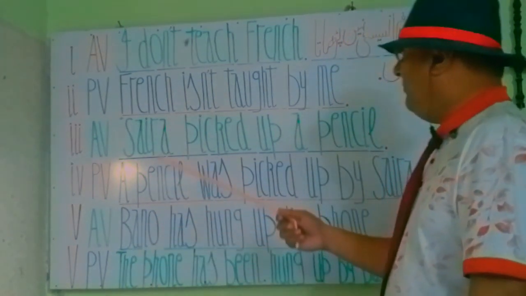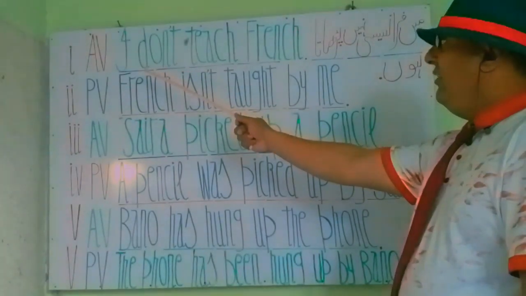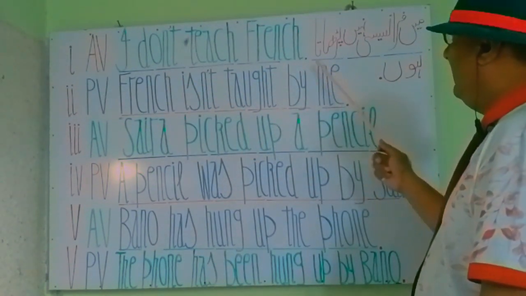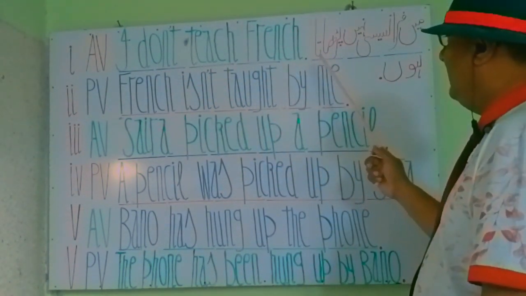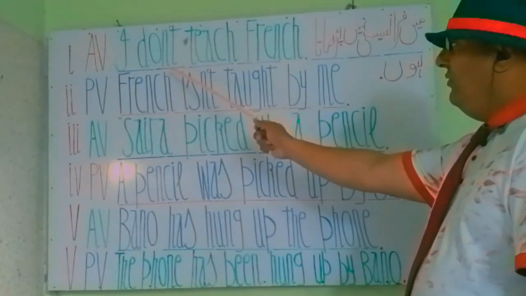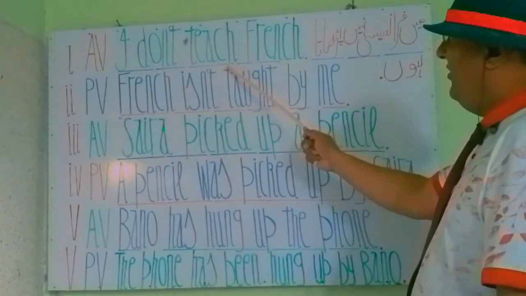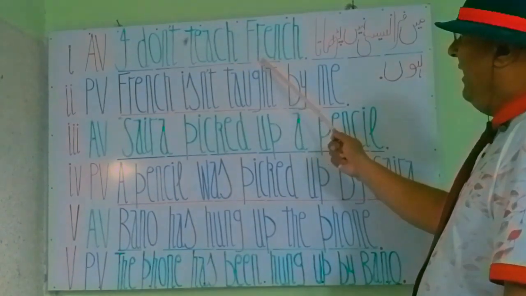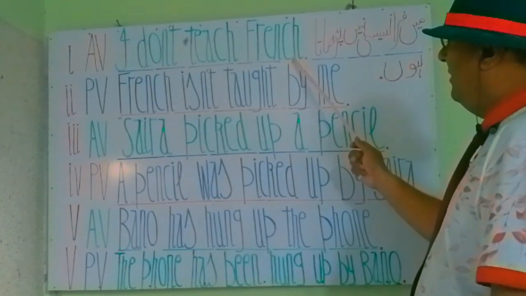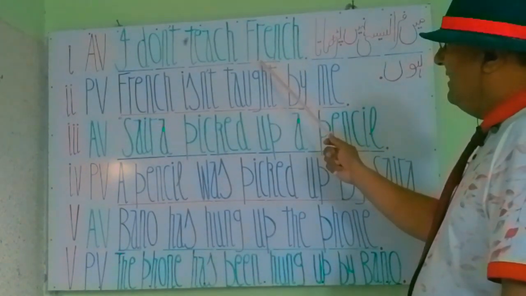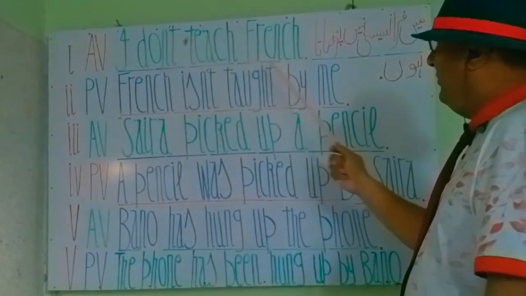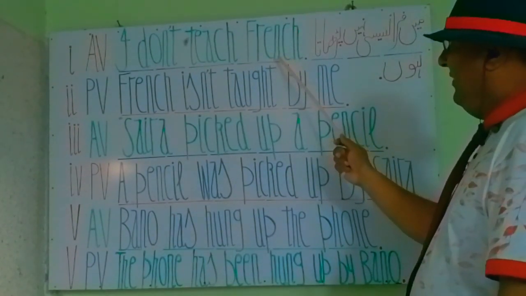The first statement you see, my students, is the active voice statement: I don't teach French. Here see, my students, I is the subject and do not is for negative sense and teach is the first form of verb and French is a language. So I is a subject and French is an object. When we convert this sentence to passive voice, the subject and object will replace each other. They will change their positions.